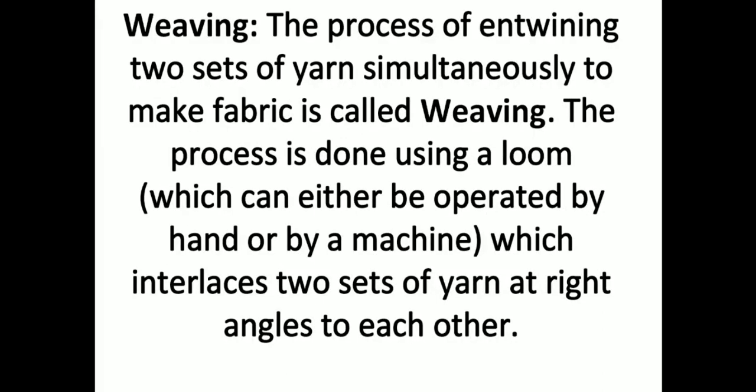Weaving: the process of entwining two sets of yarn simultaneously to make fabric is called weaving. The process is done using a loom, which can either be operated by hand or by a machine, which interlaces two sets of yarn at right angles to each other. So, I hope you're writing. You have to make all these points in your notebook very neatly.